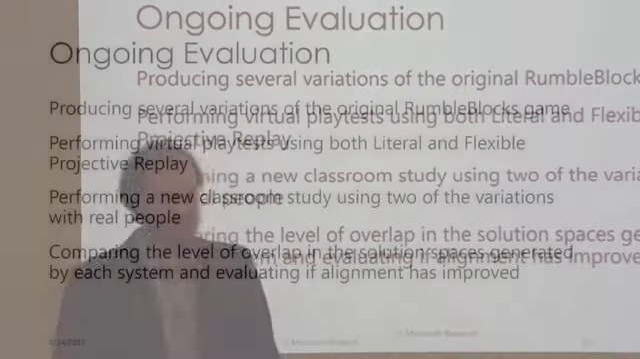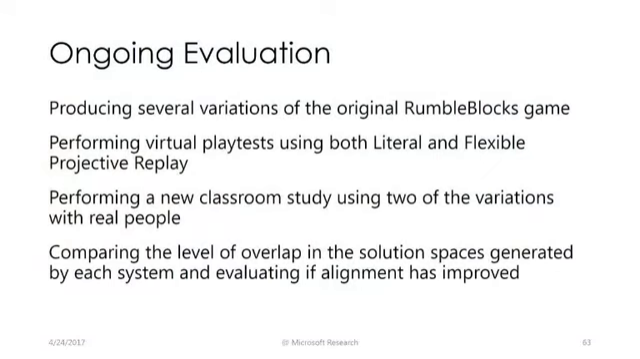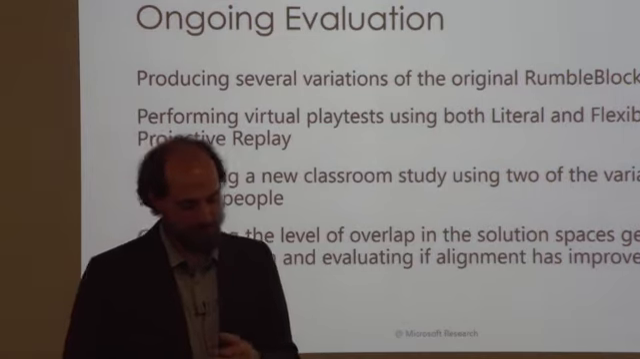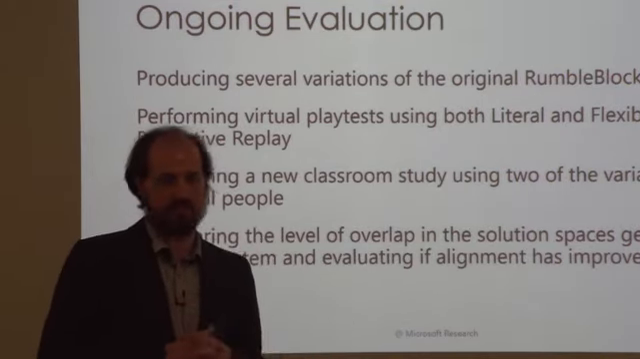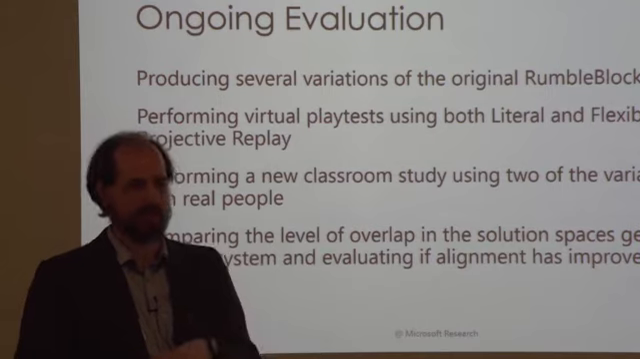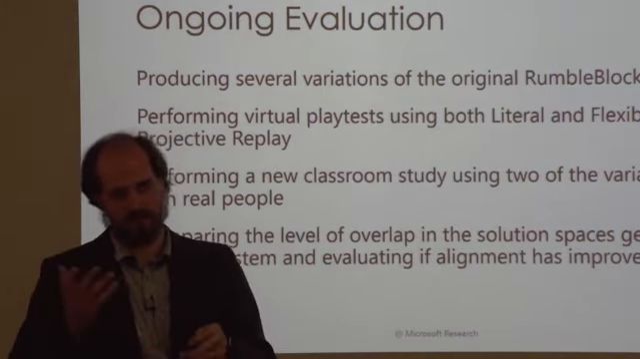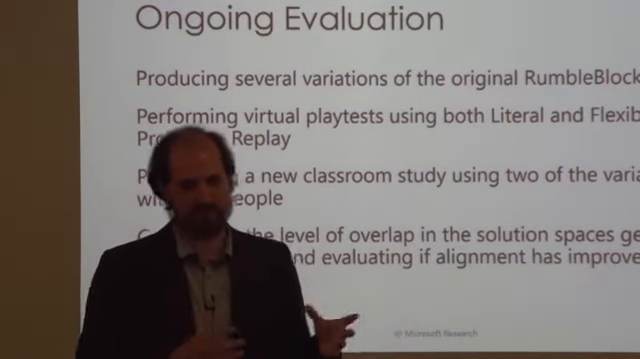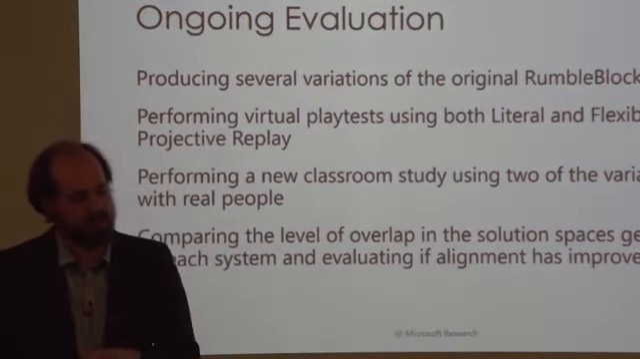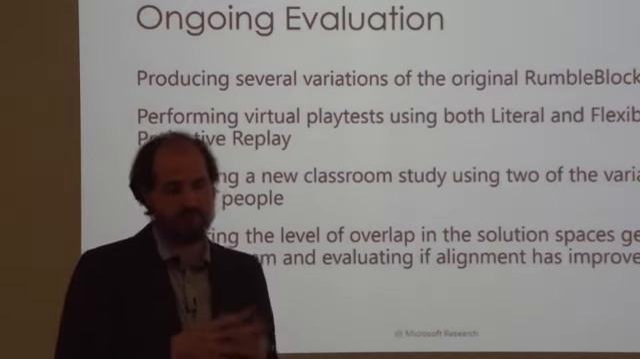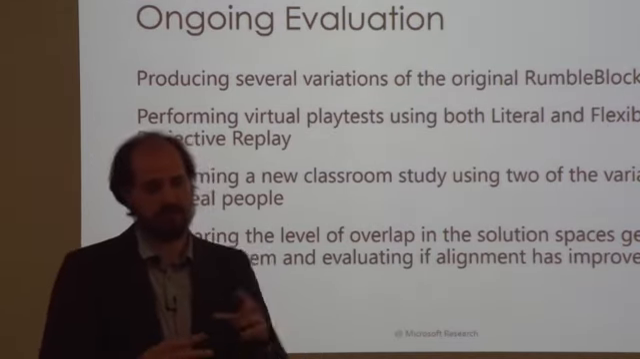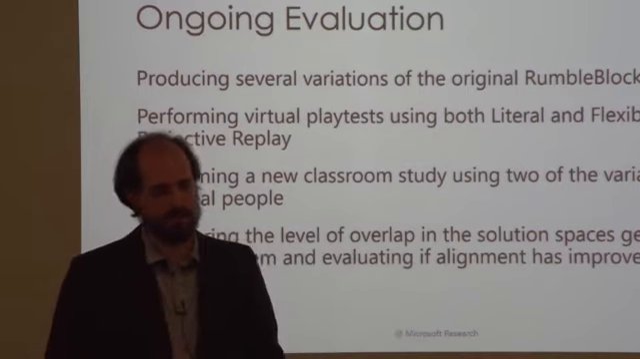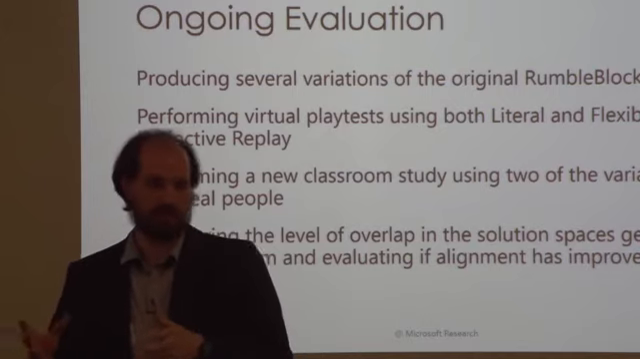So unfortunately, there's an ongoing evaluation. I don't have a lot of great final data on this yet. I'm running my final playtest of Rumble Blocks next Monday. What we've done is produce several variations of the original Rumble Blocks game. So things like removing the spaceship as a mechanic, gluing the blocks together. One idea was taking the cliff away because it gets in the way of some things. And we performed a bunch of different virtual playtests using both literal and flexible agents in those spaces. Then we're performing a new classroom study using 2 of those variations with real people to see if the conclusions we reach through a virtual playtest are similar to the conclusions we would have reached if we'd just done a new playtest with people again.